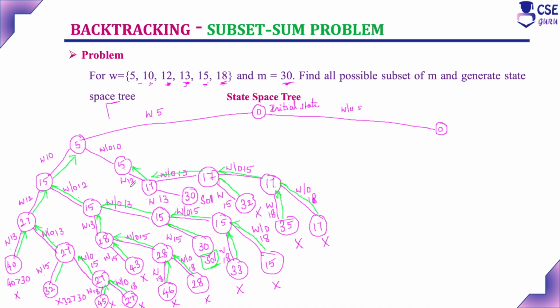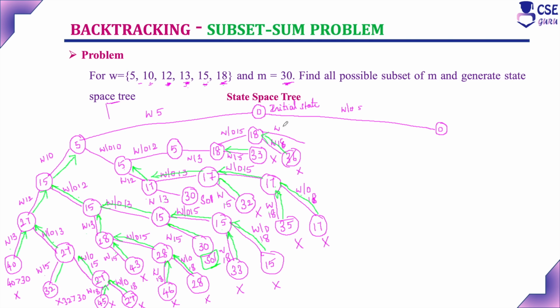Here, with 12 we have considered. Without 12, we need to consider. So without 12, the value will be 5 only. And with 13, 5 plus 13 is 18. Next, with 15, 18 plus 15 is 33, and this is a dead end. Consider here without 15. Without 15, the value is 18 only. Next, here with 18, it is 36, and this is not our required sum. The sum is greater, so this is a dead end.